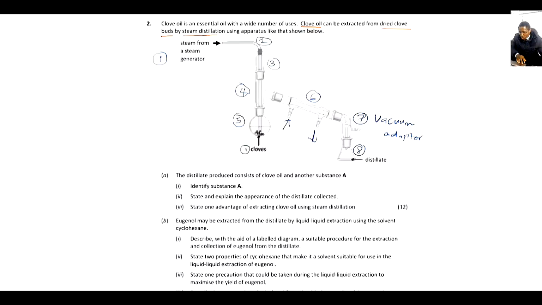We have the clove, which is usually brown in color. And then we have number two here, the water. I want you to see here. This is water, H2O. Some minimal amount of water was added.